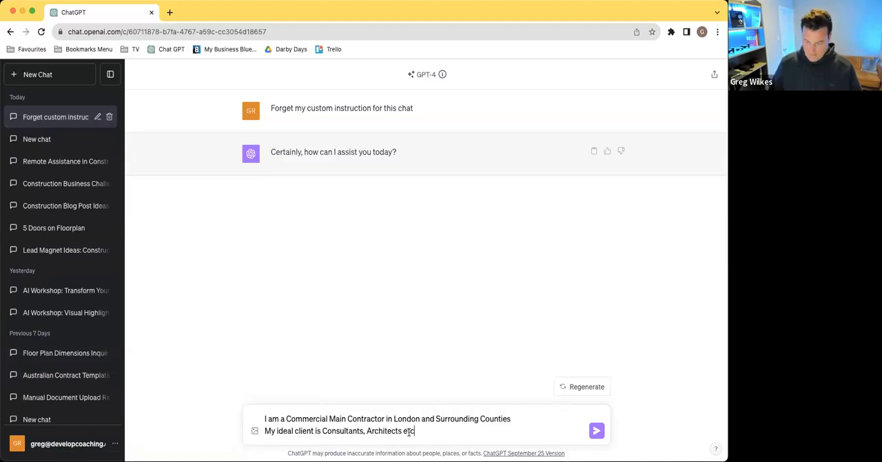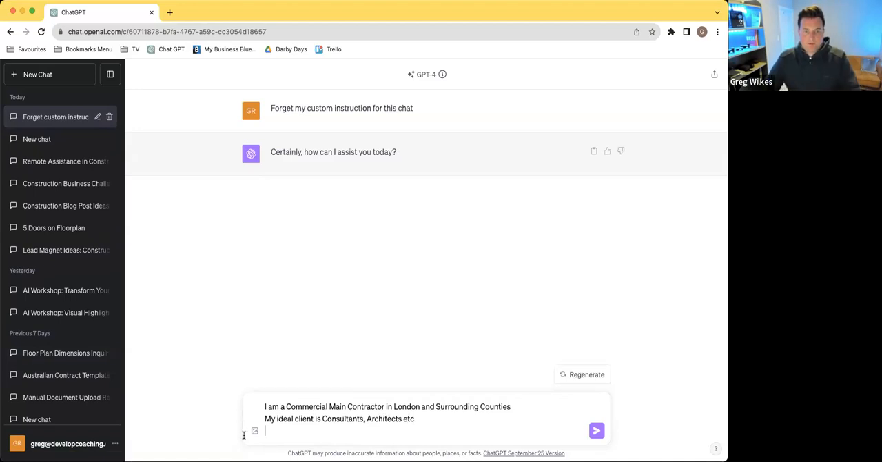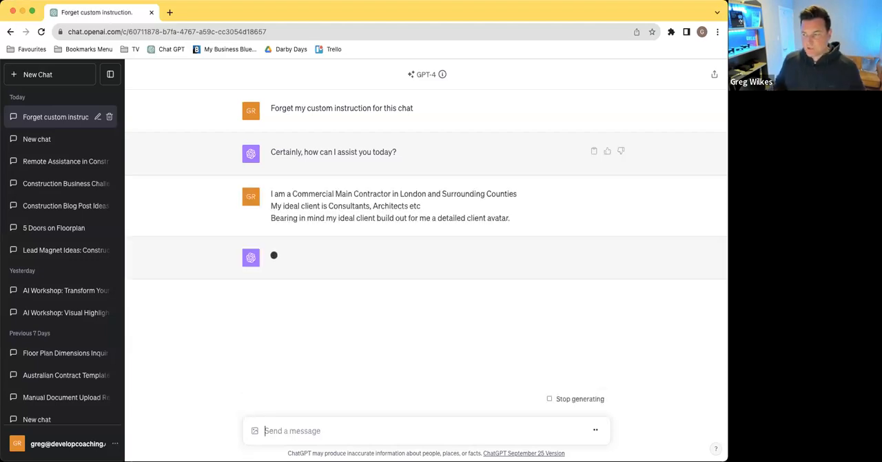Paste that there. Now, we just need to give it a little bit of instruction on what we're doing for this client. So we just need to talk about what some of these consultants and architects' main problems are. So what I'm going to ask it is, bearing in mind my ideal client, build out for me a detailed client avatar. Let's just do that first of all, and then I'm going to give it another instruction in a second.